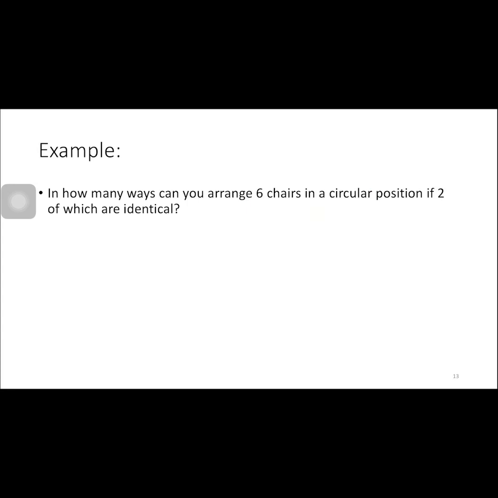For our example problem, in how many ways can you arrange 6 chairs in a circular position if 2 of which are identical? So we have nPcn1 is equal to 6 minus 1 factorial over 2 factorial, and that is equal to 60.